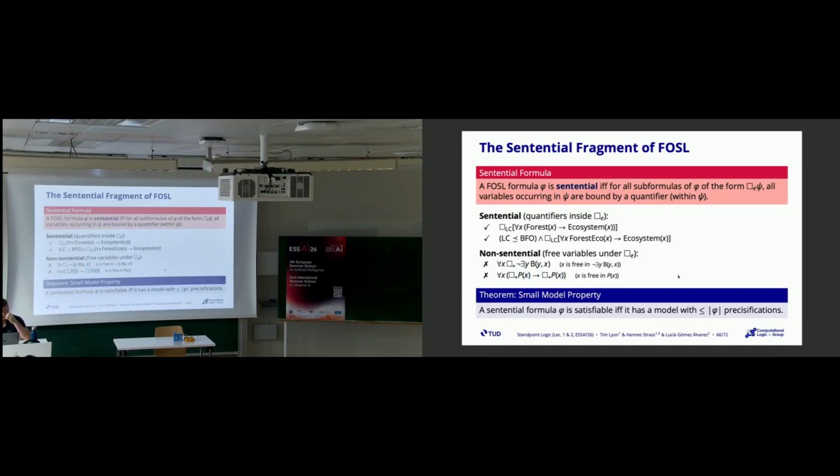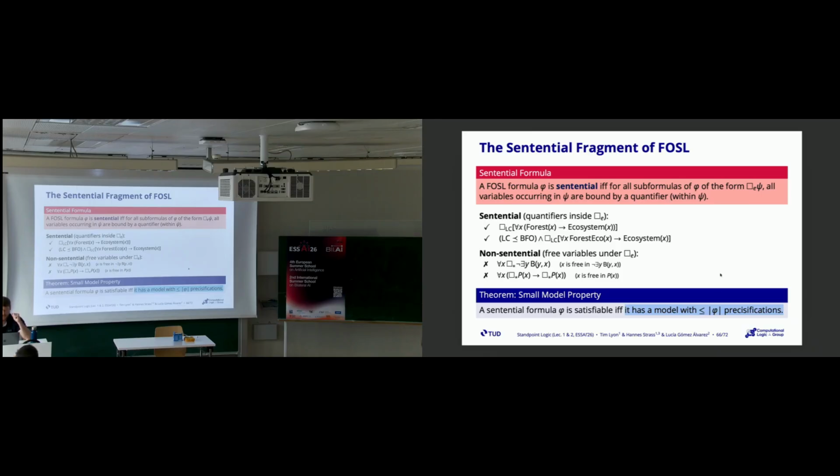So the reason why this property is useful is in part because it gives us what is called the small model property. That is expressed as a theorem on the bottom of the slide. And I think we should have just enough time to be able to go through it. So the small model property says that a sentential formula in first-order standpoint logic is satisfiable if and only if there exists a model of that formula with, at most, length of phi many precisifications.